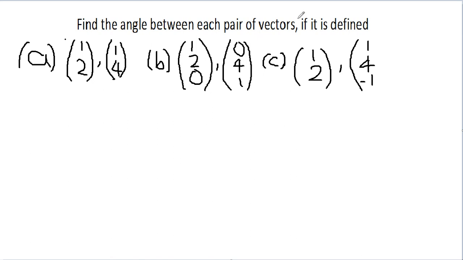Hi everyone, in this tutorial we'll be learning how to find the angle between each pair of vectors, if it is defined. So how do we find the angle of each pair of vectors? So we have two vectors here.